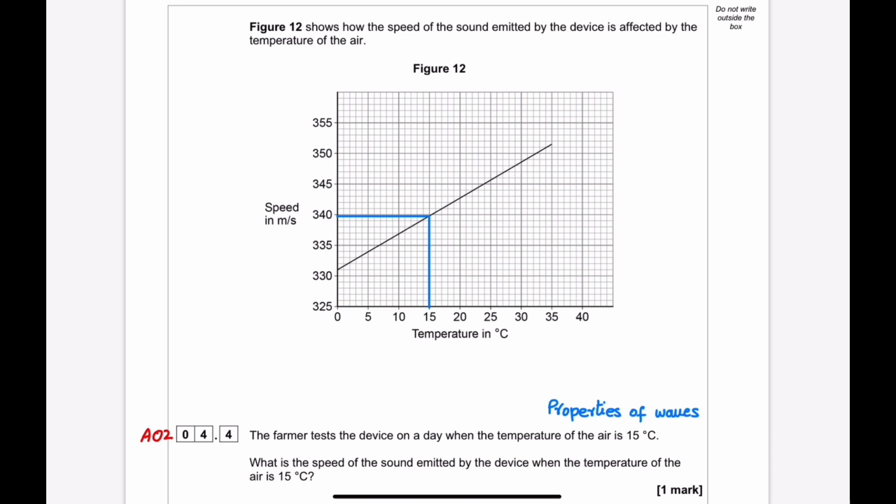The student needs to use a ruler to find the speed of the wave from figure number 12. At a temperature of 15 degrees, we will draw a straight line up to the graph and move towards the left. And we can see here the speed of the sound at the temperature of 15 degrees Celsius is 340 meters per second. So the correct option is 340 meters per second.